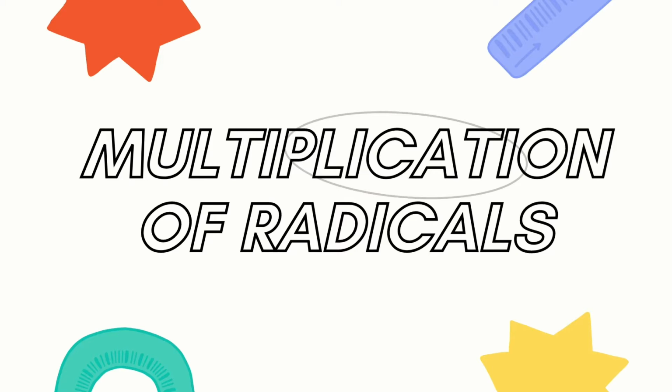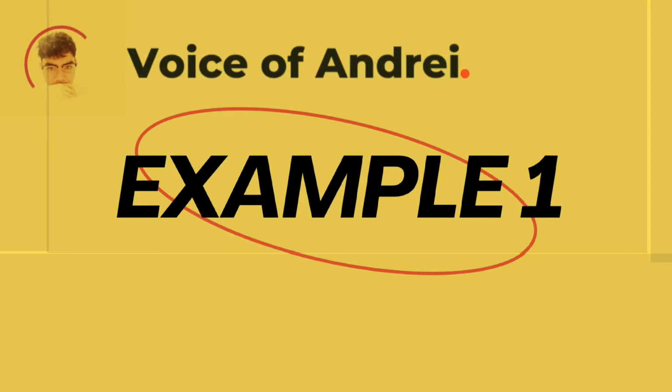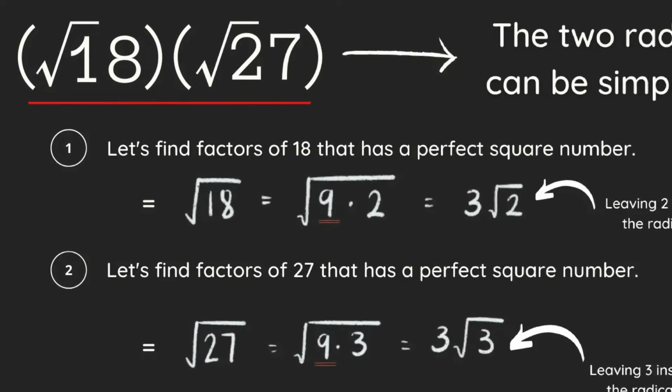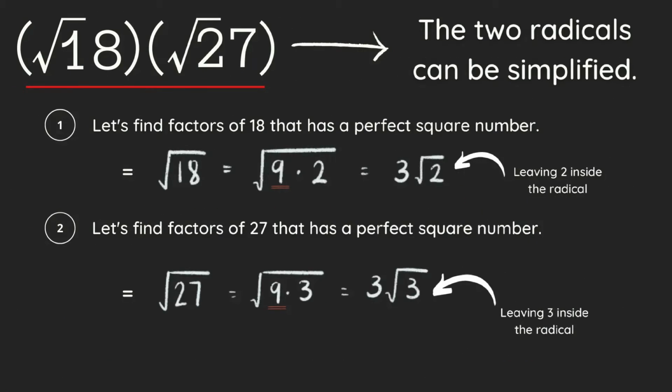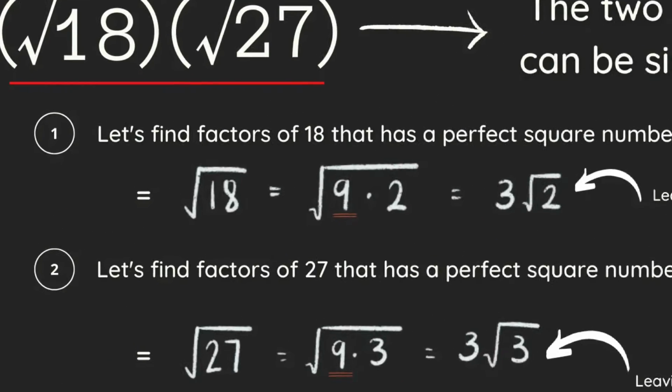Today, we will be solving examples of multiplying radicals, starting off with this expression, the square root of 18 multiplied to the square root of 27. The two radicals can be simplified, so let's start with the square root of 18.